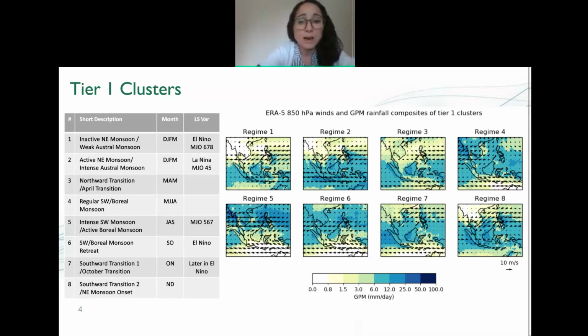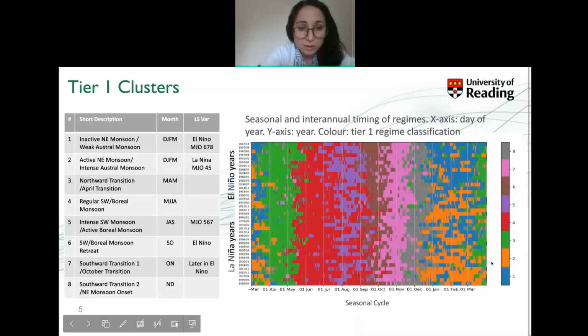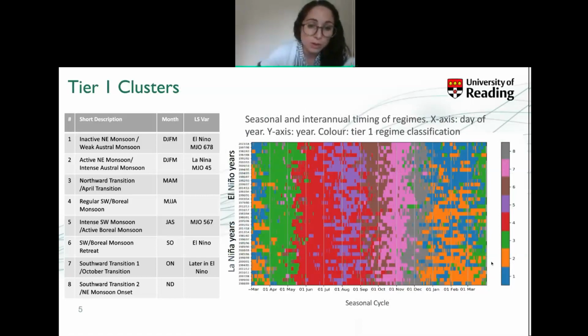Next slide, yeah. It's quite easy to see, for instance, the connection with El Niño. This is basically showing the seasonal frequency of the tier 1 regimes in these colors as a function of the day of the year on the x-axis, and on the y-axis we see the years that have been subset into La Niña and El Niño years. We can see, for instance, that if we focus on the frequencies of the blue and the orange regimes, the orange one is more frequent during La Niña years, and the blue one is more frequent during El Niño years.